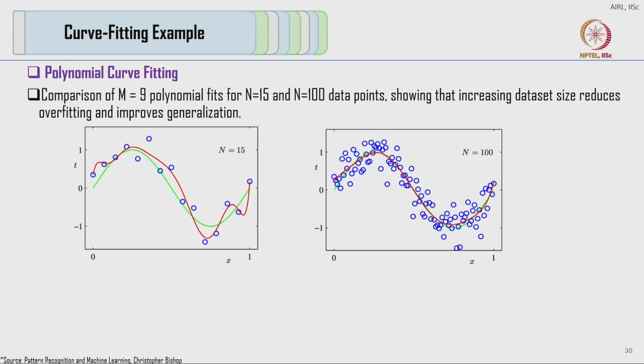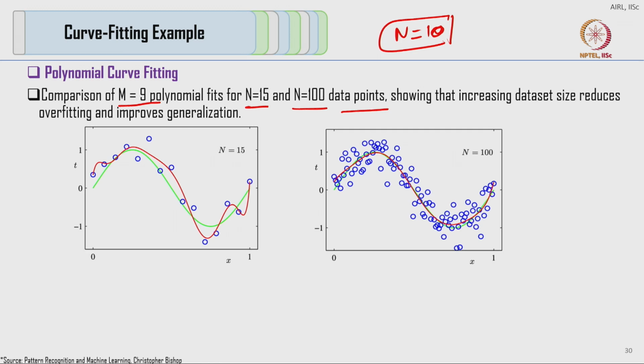Okay. Now for the same m equals 9 polynomial that we saw before, let us try something different. In the previous example, our training set n had 10 samples. So there were 10 random samples in the curve sin 2 pi x with certain noise. Let us try to introduce n as 15 and n as 100, which is essentially increasing the training data from n equals 10 to n equals 15 and 100.